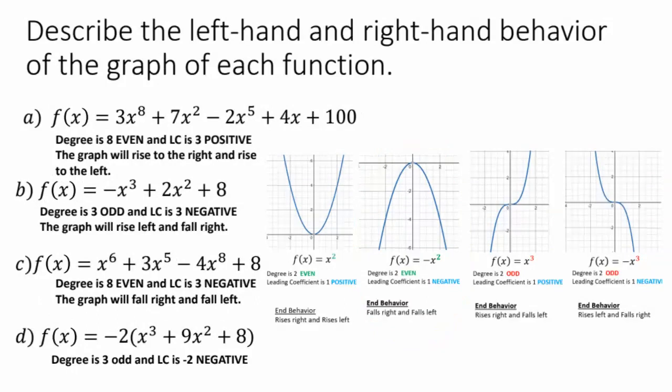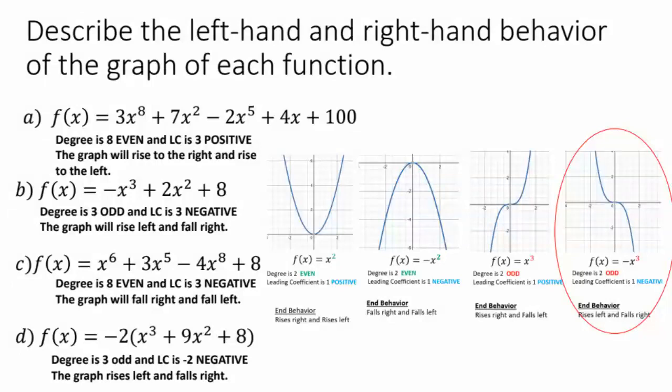Now, the last one, the D, is an odd function, okay? If I distribute that -2, that's going to give me my leading coefficient. But first, I need to see what type of function it is. The highest exponent that I see is a 3, so this is an odd function. If I distribute that -2, it's going to make my leading coefficient negative. So what that means is that my graph is going to be rising from the left and rising from the right. Okay.